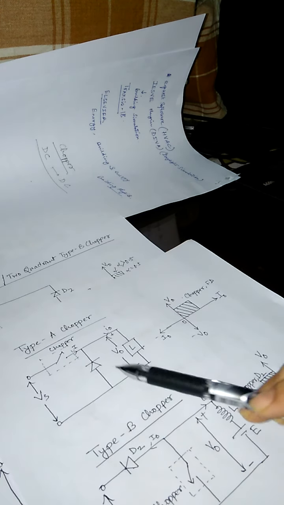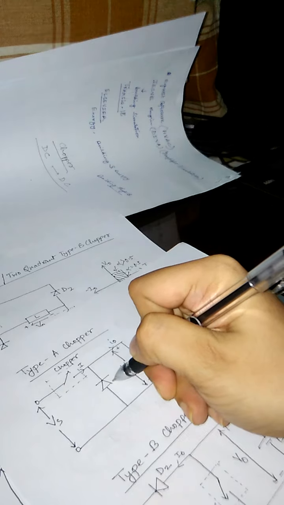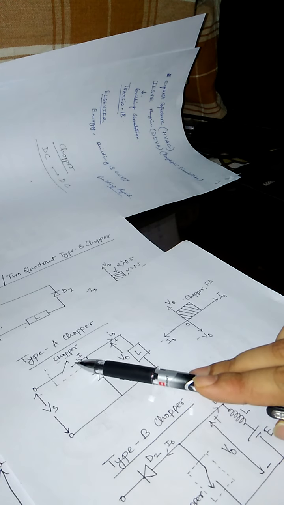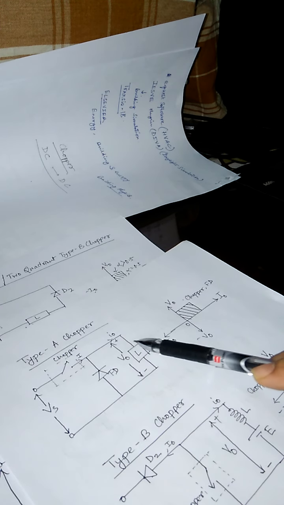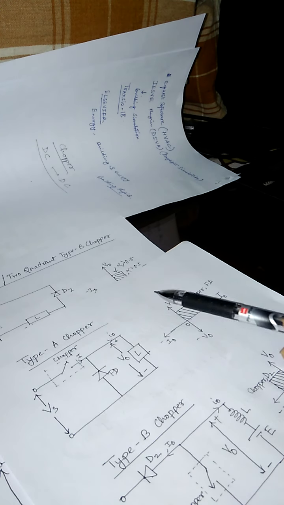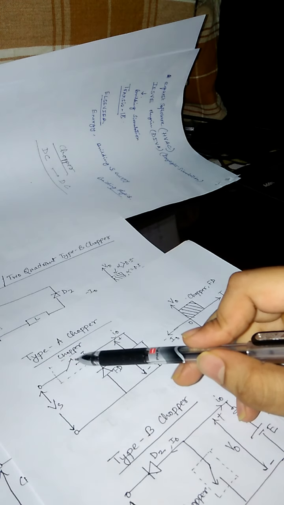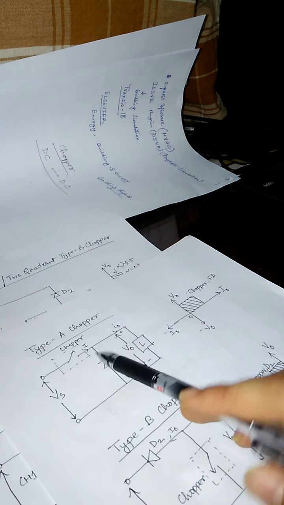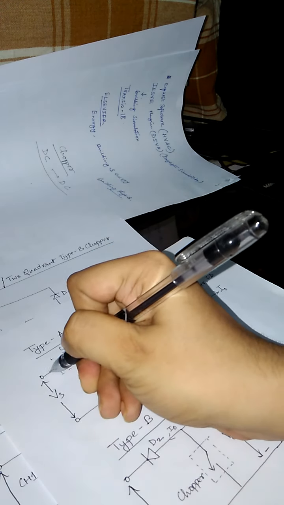See the basic circuit diagram of the type A chopper. This is a freewheeling diode, that is FD, and this is the chopper switch, that means the semiconductor switch connected here, which acts like a chopper, and here this is the load. Firstly, when the chopper circuit is in conducting mode, that means this switch is in on condition, the current is flowing through the chopper circuit to the load in these directions.